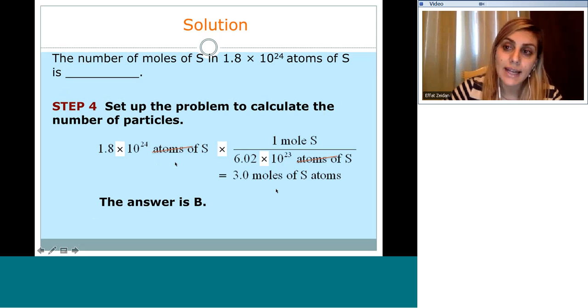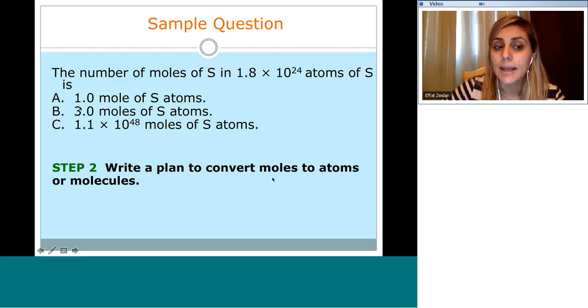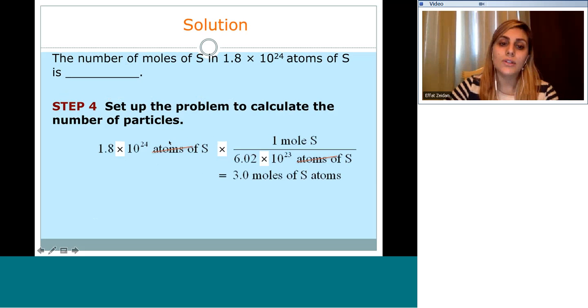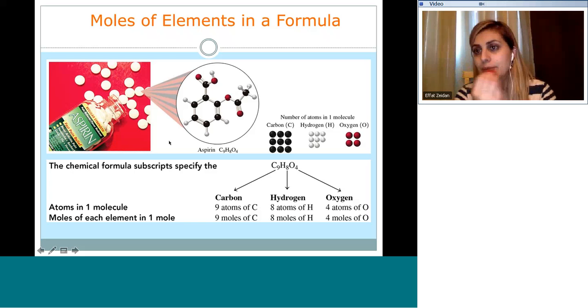We are given atoms, so we will have atoms in the denominator, and so that will cancel. 1.8 times 10 to the power 24 multiplied by 1 divided by 6.02 times 10 to the power 23 gives us 3 moles of sulfur, and the correct answer, guys, is B. So these are typical examples where you will use moles and how you will convert between moles and particles: moles and atoms, moles and molecules, moles and ions.